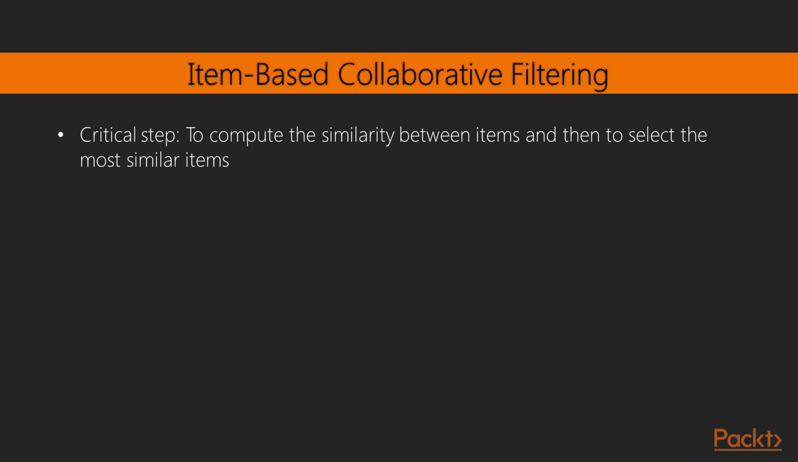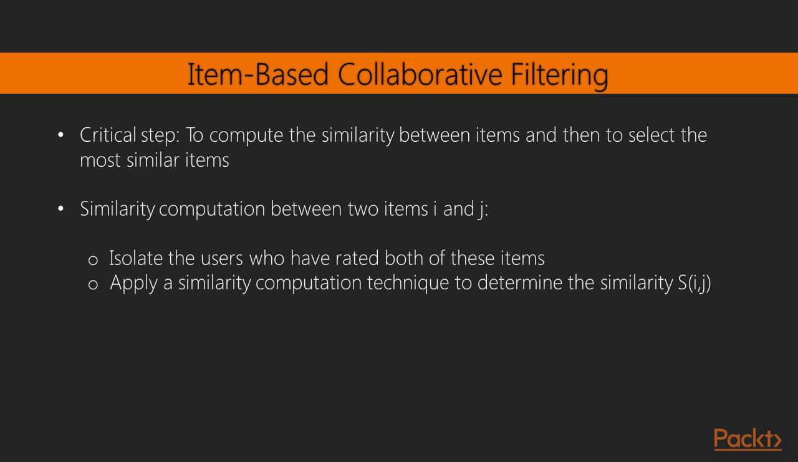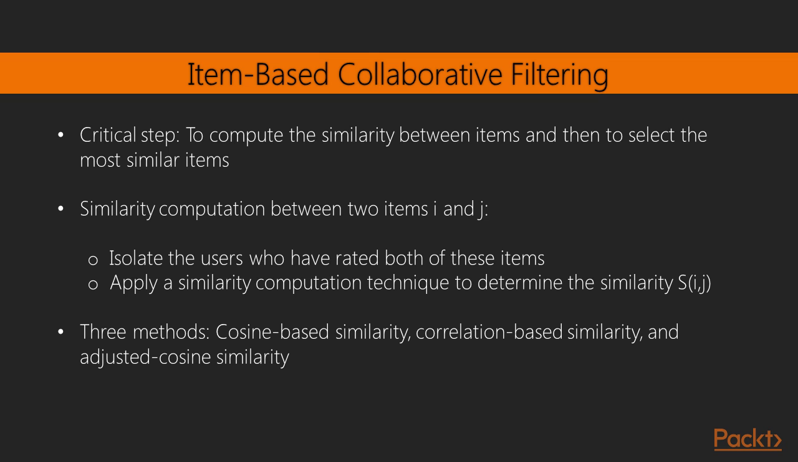One critical step in the item-based collaborative filtering algorithm is to compute the similarity between items, and then to select the most similar items. The basic idea in similarity computation between items i and j is to first isolate the users who have rated both of these items, and then apply a similarity computation technique to determine the similarity, S(i, j). There are a number of different ways to compute the similarity between items. Here we present three such methods. These are cosine-based similarity, correlation-based similarity, and adjusted cosine similarity.